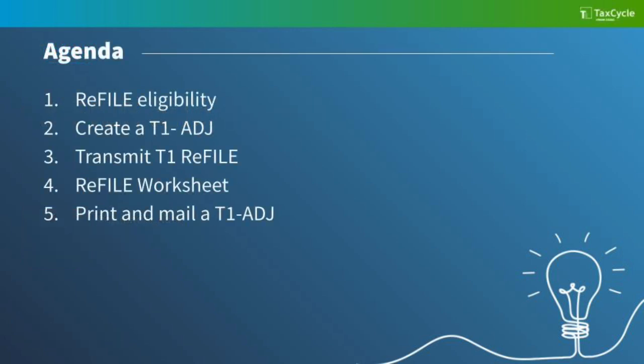So what we are going to cover today: first, we will talk about the eligibility of the return to refile it and how you can create the T1 adjustment request form. And we will also talk about the different methods that you can use to send the file, if you want to mail it to the CRA or if you want to send it through ReFILE. And in that case, if you need to print it and mail it to the CRA, we will cover how you can do that with the T1-ADJ. And we will also go through some review messages, then transmit T1 ReFILE, and also the ReFILE worksheet.